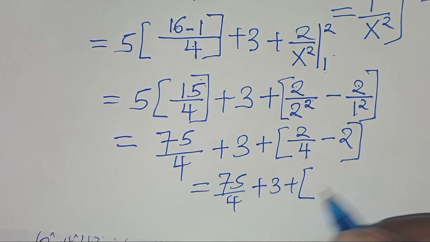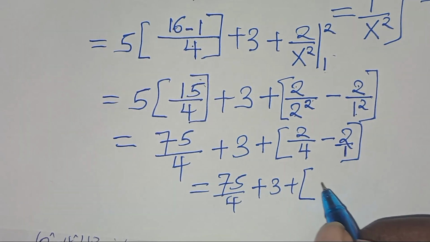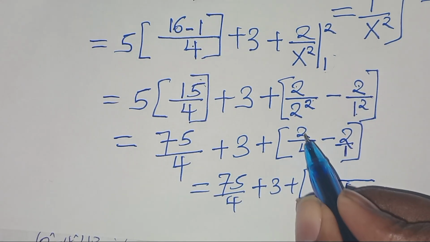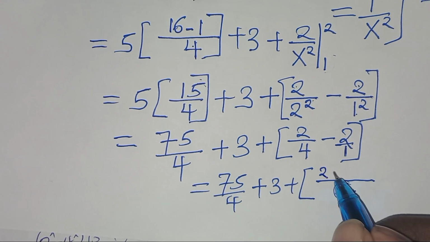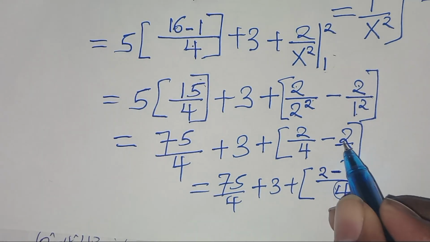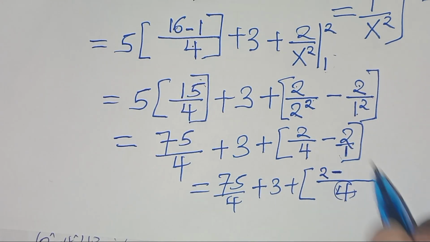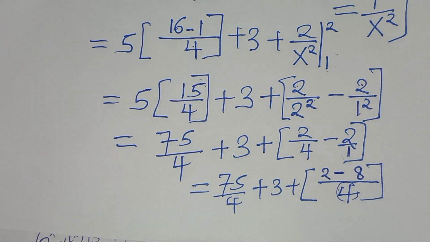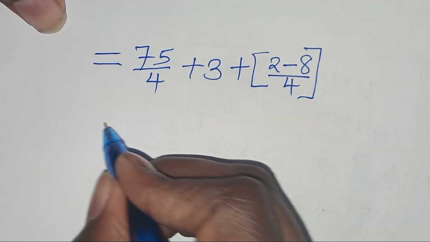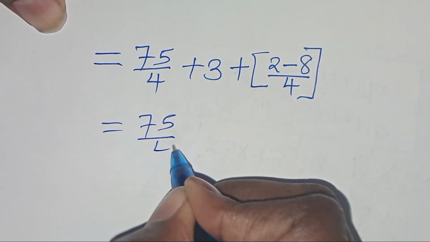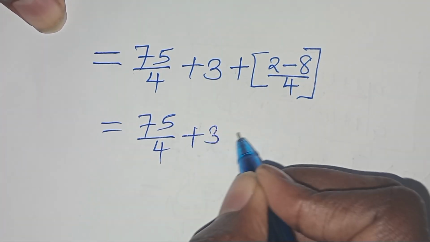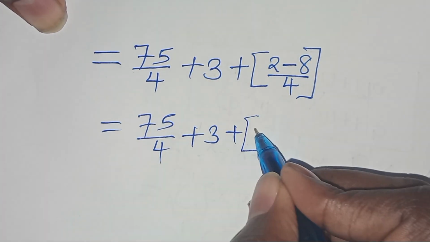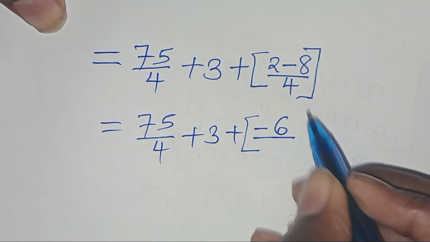Then plus, now here we have 2 is a whole number here. So the LCM here is 4. 4 divided by 4, this is 1 times 2. This is actually equal to 2. Then subtract 4 divided by 1. This is 4 times 2. This is now 8. Close the bracket. Now let's proceed. Now here we have 75 over 4 plus 3. Then plus, this is 2 minus 8. And this is actually equal to minus 6 over 4.